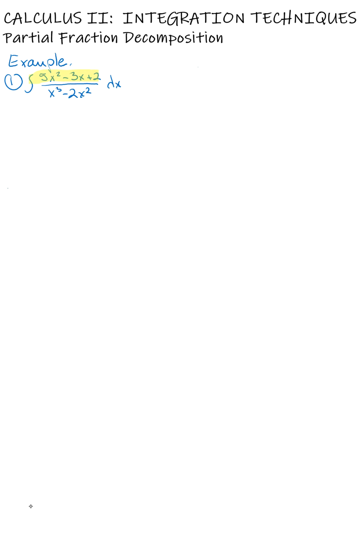We have the integral of 5x squared minus 3x plus 2 over x cubed minus 2x squared dx. So first, let us just work with that fraction. We have 5x squared minus 3x plus 2 over x cubed minus 2x squared. First thing we need to do is factor that denominator.